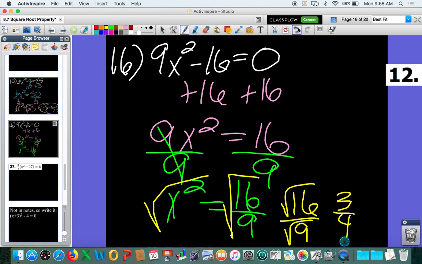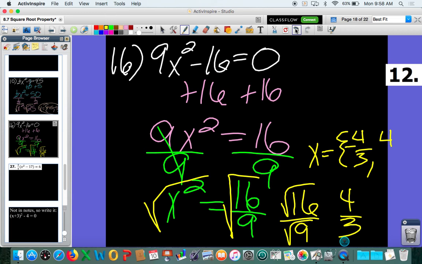Whoops, my bad. I'm so sorry. You're going to get 4 over 3. And for our final answer, you're going to have x is equal to negative 4 over 3 and positive 4 over 3. So keep that in mind. If we're dealing with fractions, you're going to go ahead and leave it like this so that we can get an answer like that. The answer will still be a fraction.